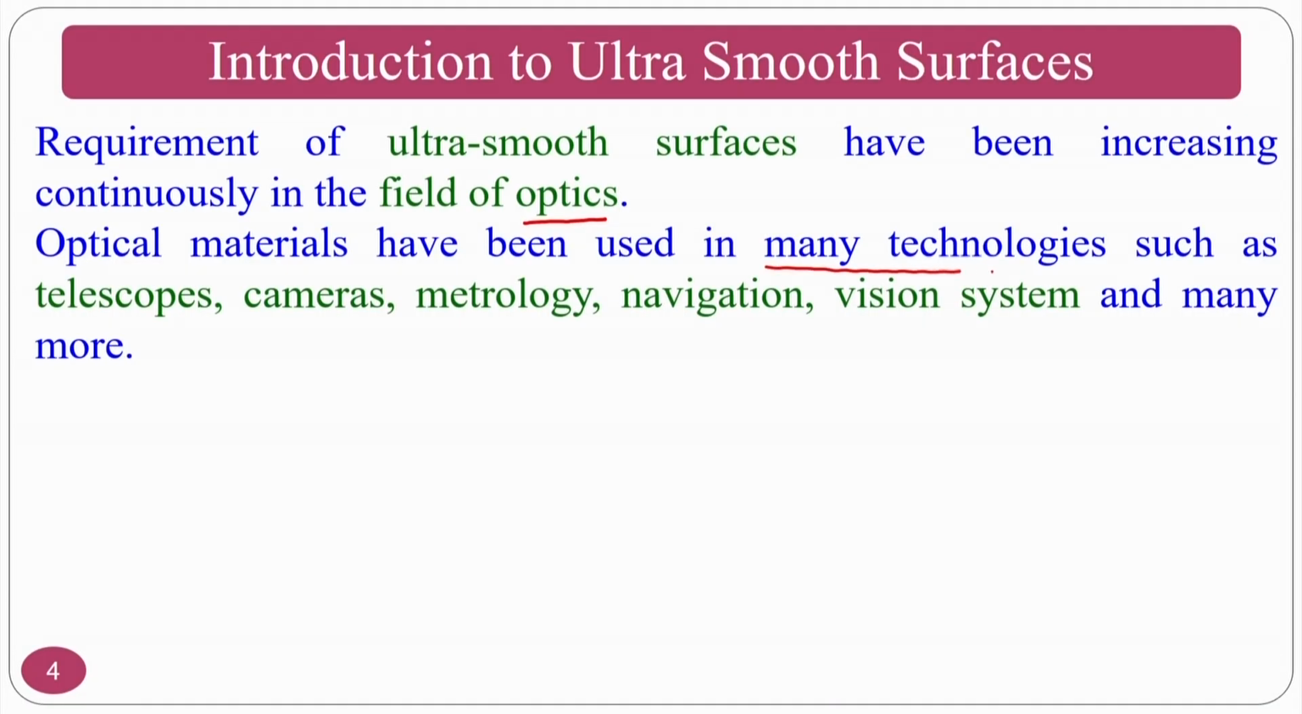Optical materials have been used in technologies such as telescopes, cameras, metrology equipment, navigation, vision systems and many more. That means you are going to see these lenses in huge applications and you do not want any scratch mark on them. If I have a scratch mark on my eye specs, what will happen? My vision will always be disturbed. So, you should not have any type of scratches on it. For that purpose, normally people go for the elastic emission machining process.